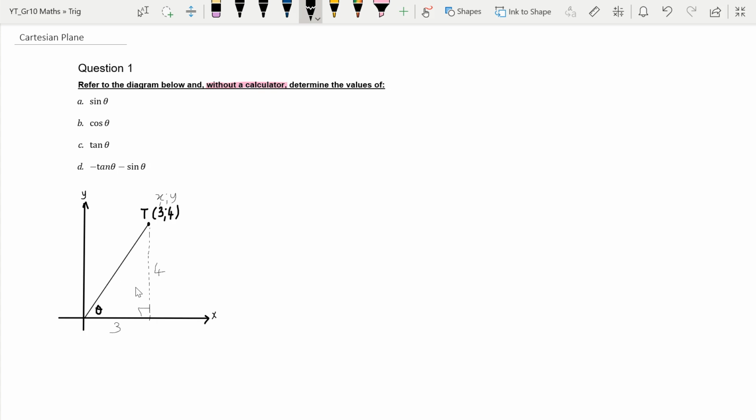We can go find our hypotenuse by using the theorem of Pythagoras. Well, why do we need it? Well, if I look at what we're supposed to find in A, sine theta, to get a value for sine theta, we need to use the opposite over hypotenuse. So we need that hypotenuse. Let's go find that using the theorem of Pythagoras.